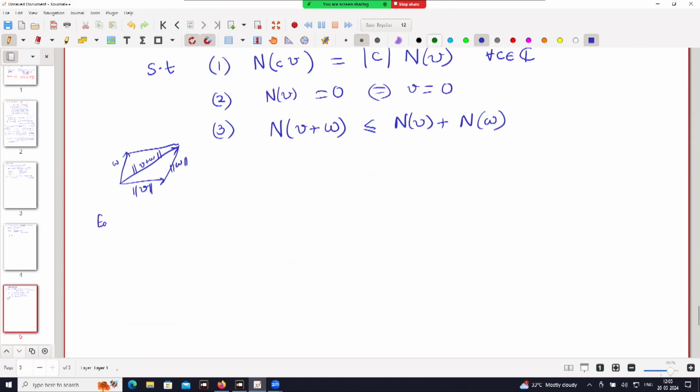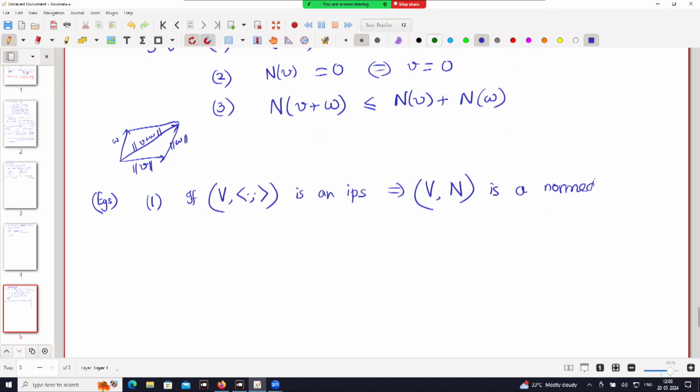So here are examples. If I have an inner product, then I can get a norm from it. If V is an inner product space, let me shorten it to IPS, then V with the norm n is a normed linear space, where n is the norm that comes from the inner product, defined as the square root of the inner product of V with V. So, this is the obvious way in which you get norms starting from inner products, but there are also many norms which do not come from inner products, and this is an important distinction to keep in mind.